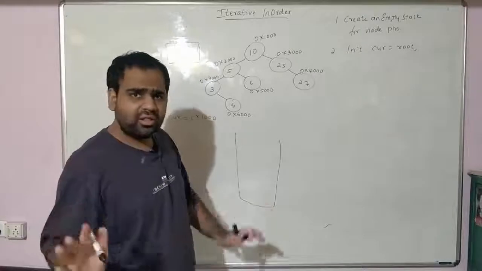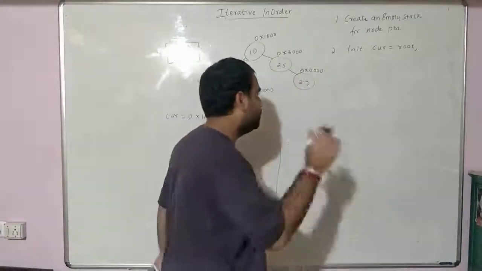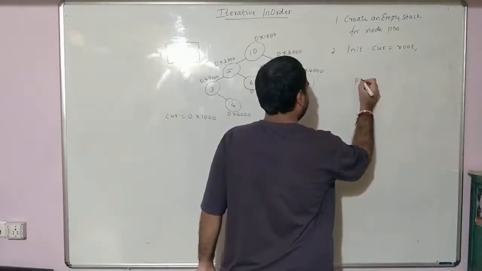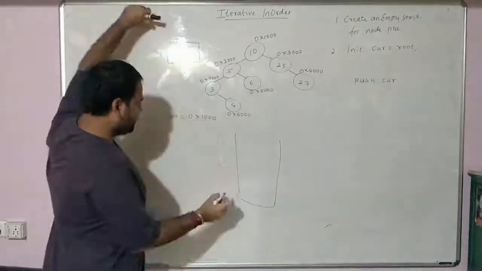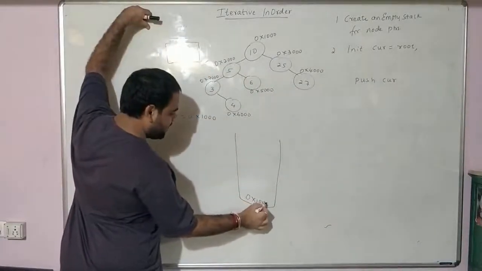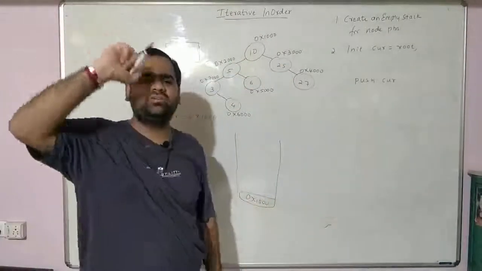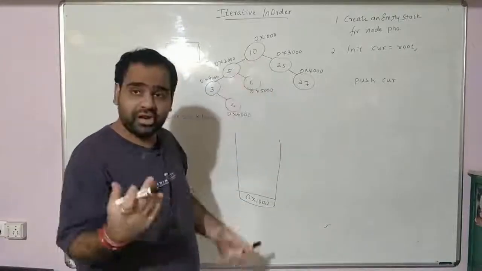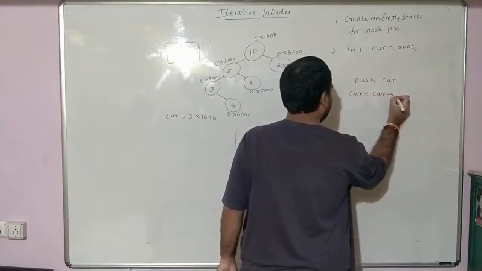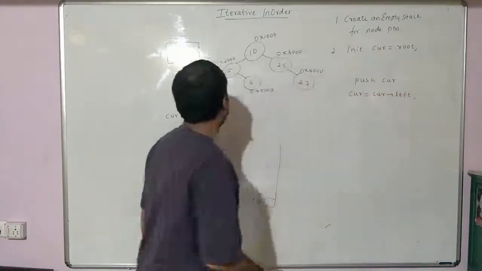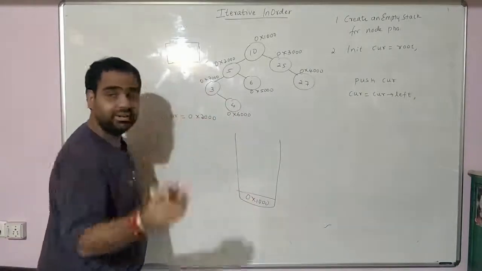Now we need to do a certain set of steps. We will come to know what those are. Now what we do? We say push current to the stack. The value of current is 1000, and we have pushed it to the stack. And what does the in-order traversal say? Go to the leftmost child first. Therefore, current is set to current arrow left. Now what is current arrow left? Current arrow left is 2000. Therefore, the value of current becomes 2000.